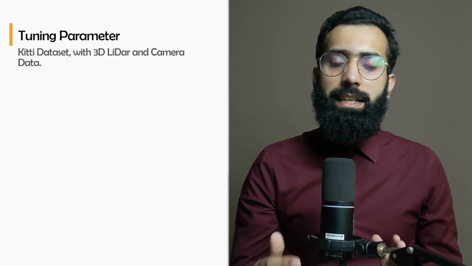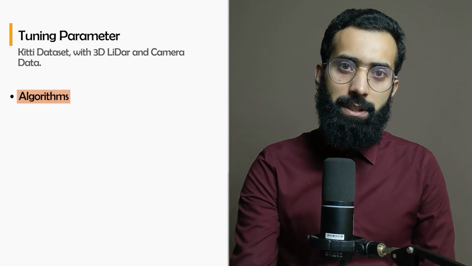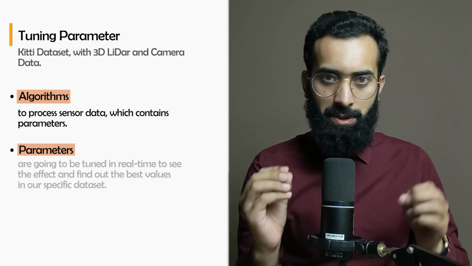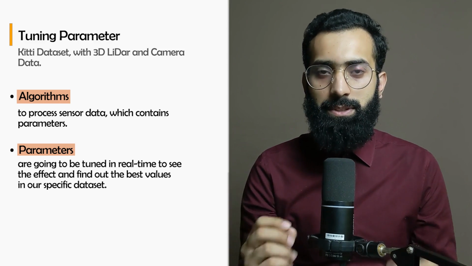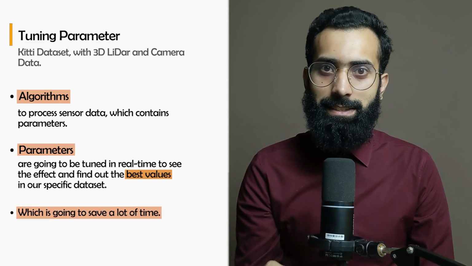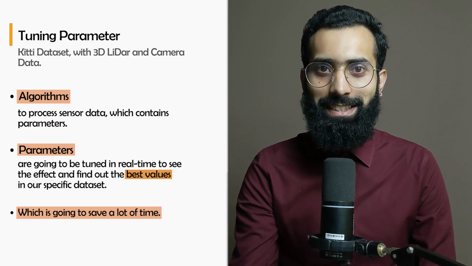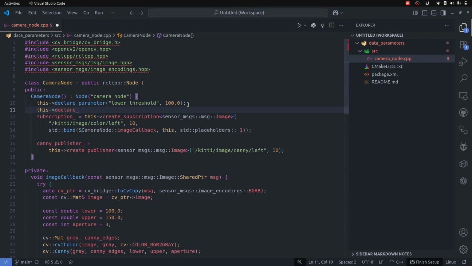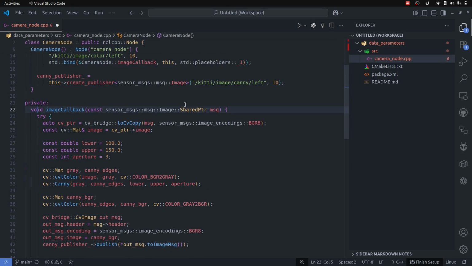But let's take another approach. Now we are going to be using the Kitty dataset with 3D LiDAR and camera data. There are algorithms to process sensor data which contain parameters. So these parameters are going to be tuned or changed in real time to see the effect and find out the best values in our specific dataset, which is going to save a lot of time. Let's see. Parameters only require declaration and utilization of that parameter. So simply defining that we have declared a parameter named lower threshold, default value is 100, and then there is another parameter upper threshold, default value 200.